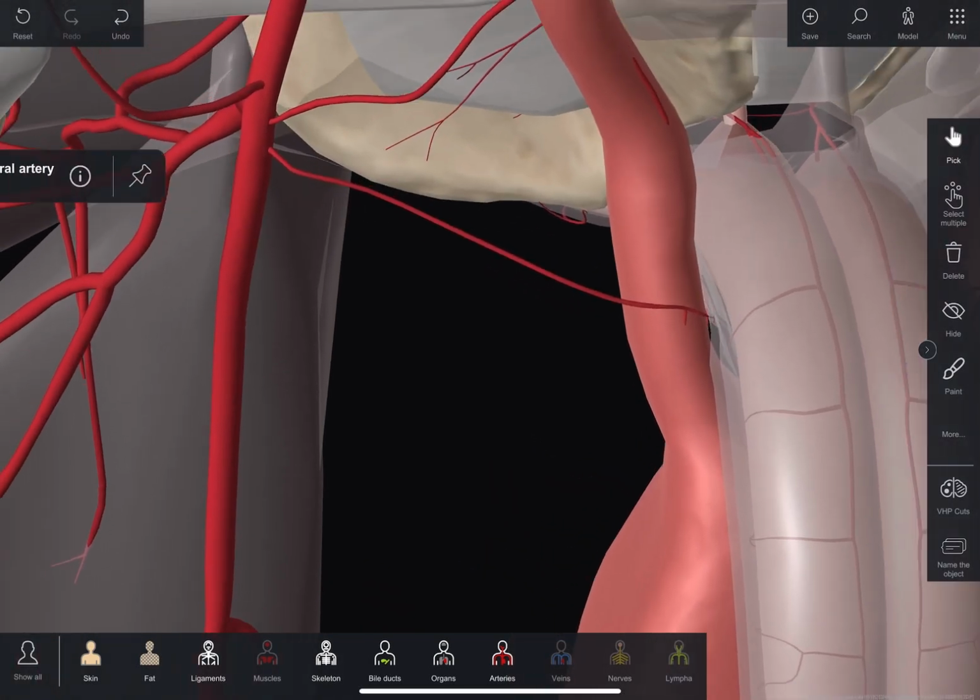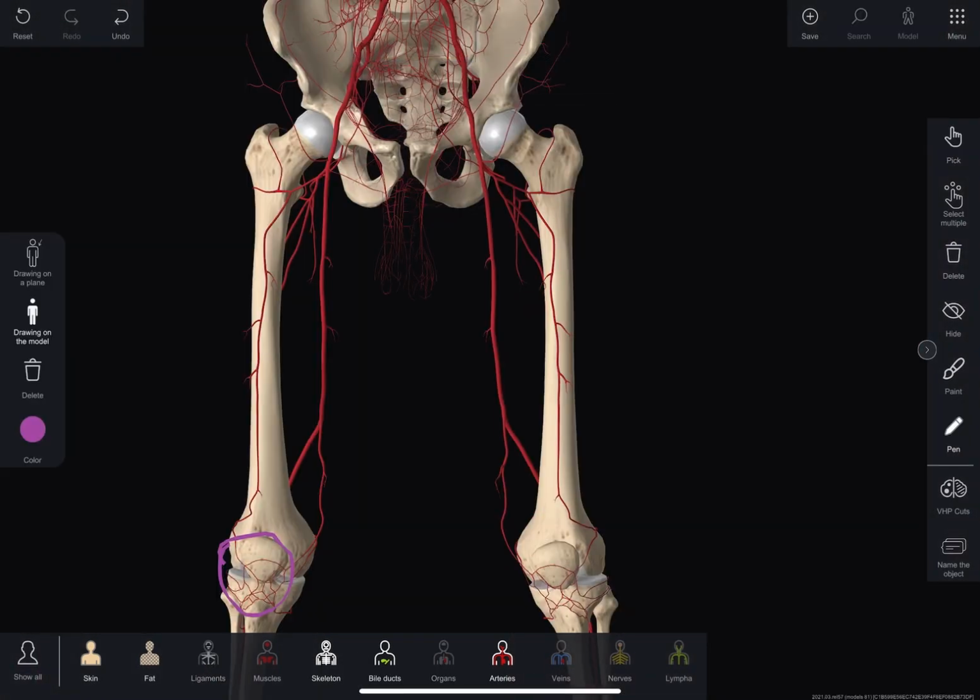Okay, and then we have the anastomosis regions. We can see anastomosis in the groin region, in the thigh region, and also in the knee joint.